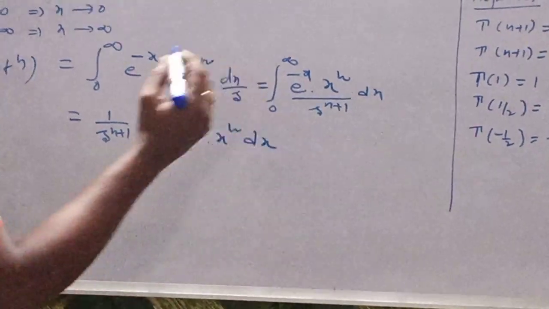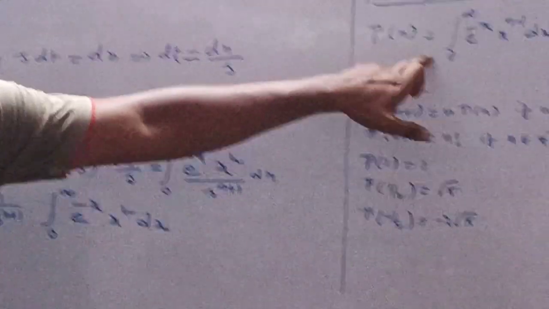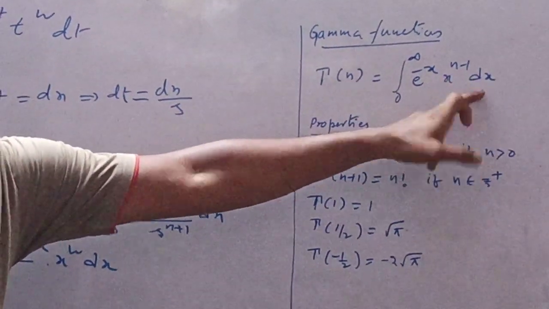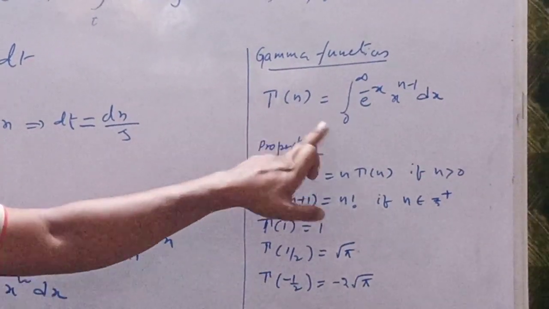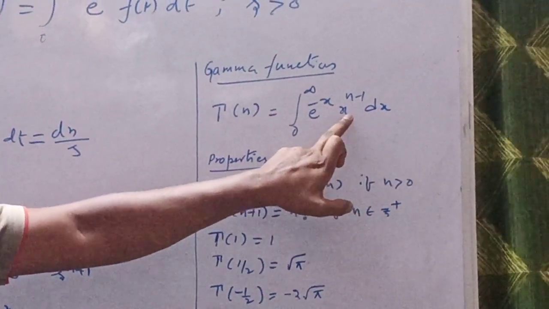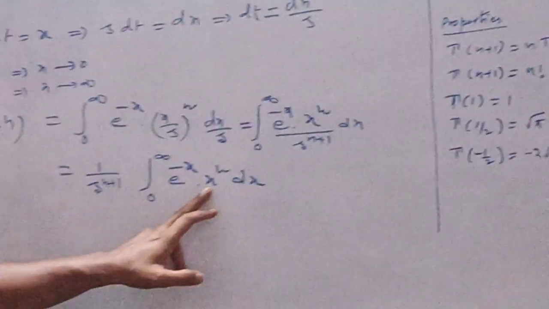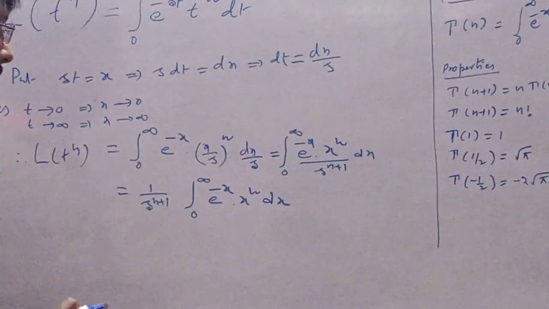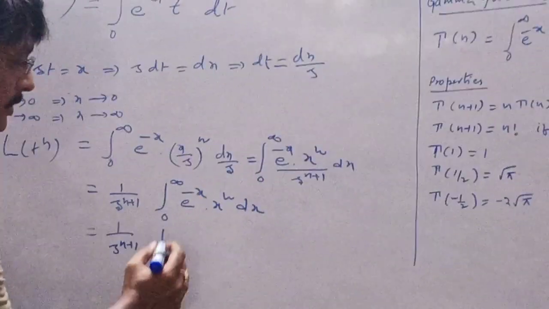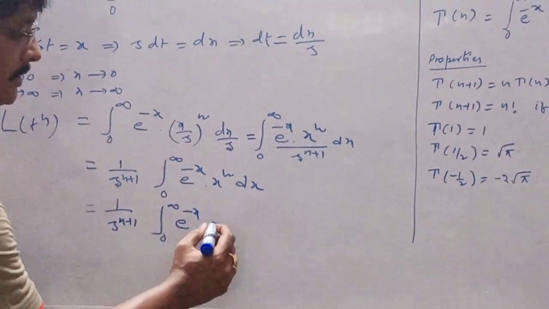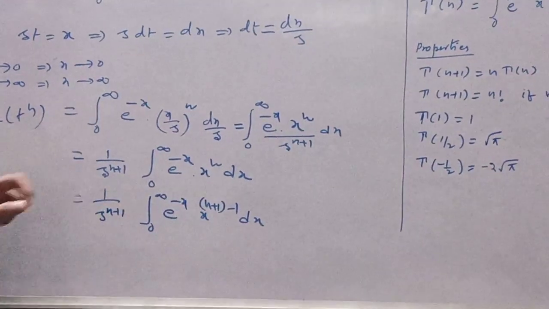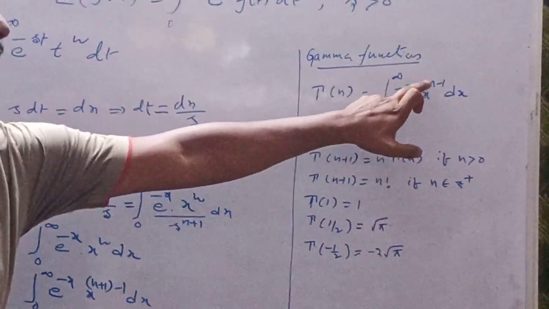Again you compare here. The gamma of n equals the integral from 0 to infinity of e^(-x) x^(n-1) dx, with x to the power of n minus 1. But here we have x to the power of n, you observe. So again you rewrite this as 1 by s^(n+1) times the integral from 0 to infinity of e^(-x) x^(n+1-1) dx. You compare this with gamma, which has x to the power of n minus 1.